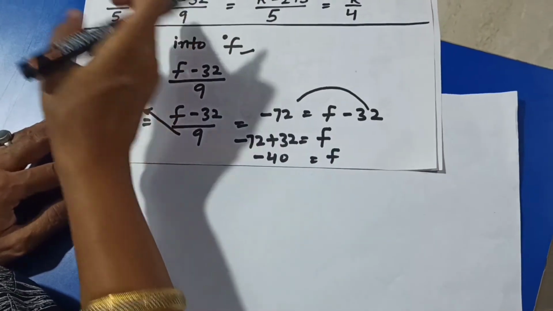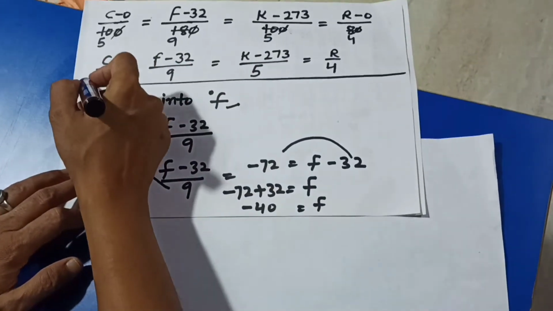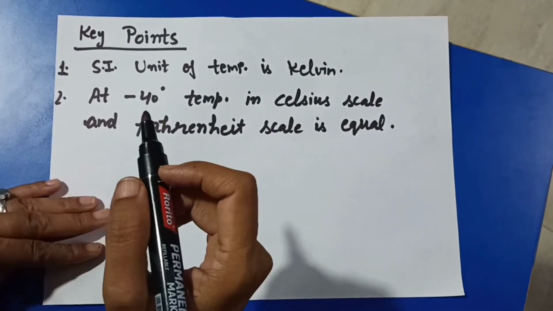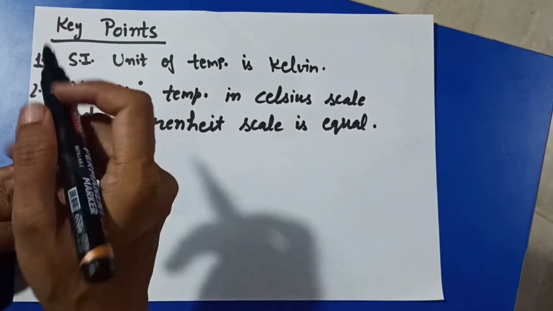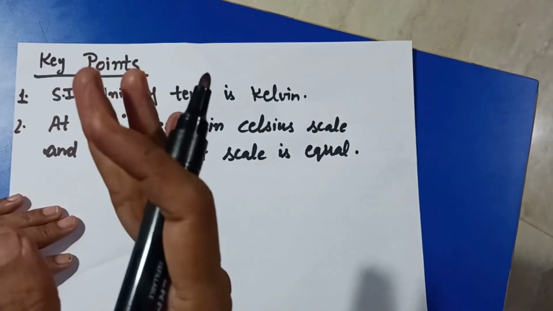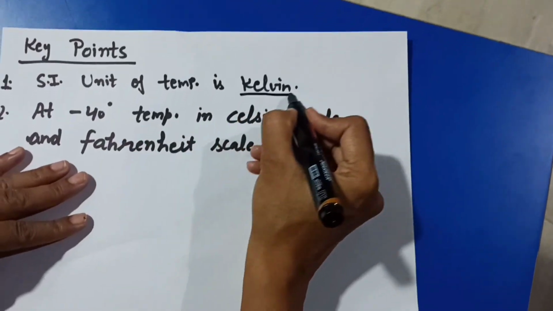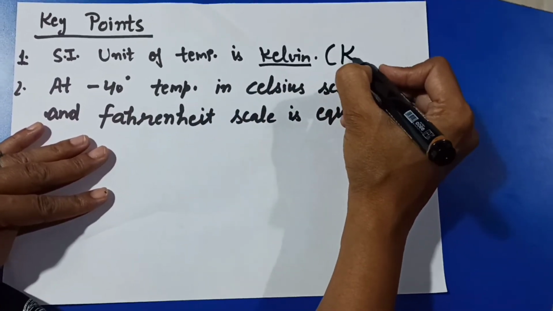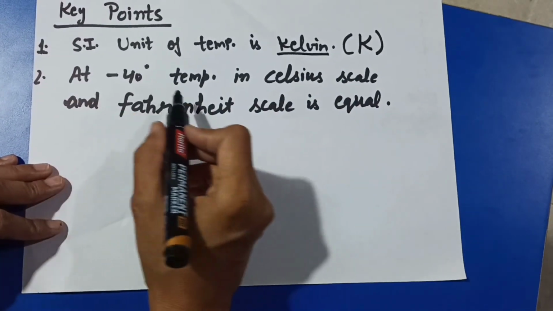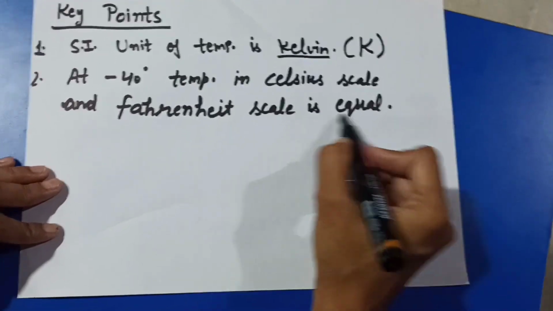If we want to convert degree Celsius into Kelvin, you can easily convert by taking these two values. Regarding this, I have some key points also. First, some students think that the SI unit of temperature is degree Celsius. That is wrong. The SI unit of temperature is Kelvin and it is written with a capital K. Second, at minus 40 degree, the temperature in Celsius scale and in Fahrenheit scale is equal.